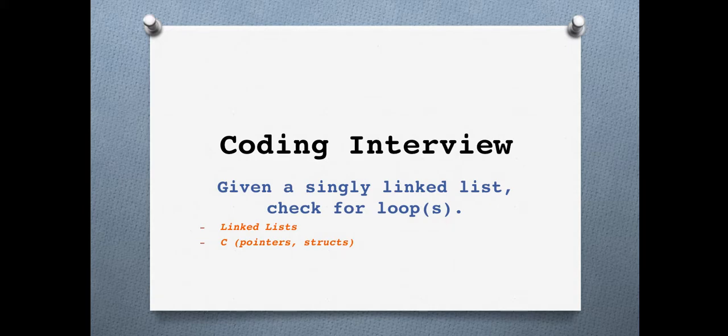So in this video we're going to be talking about, given a singly linked list, how do we check for loops? So obviously you need to know about linked lists in order to tackle this question, and I'm going to be doing all my code in C. So at the very least, having an understanding of pointers and structs will help you follow this video.